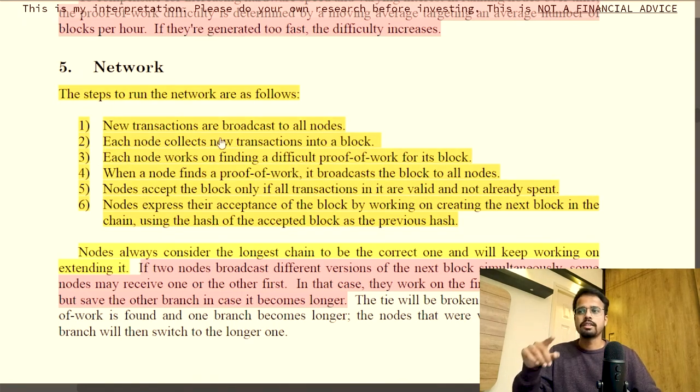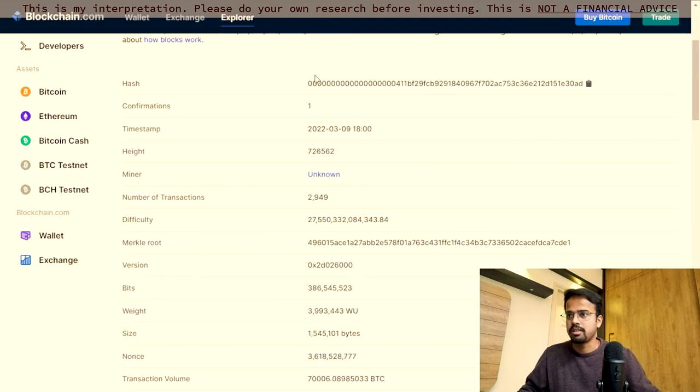Each node collects new transactions into a block. Okay, a single block can contain multiple transactions, and all the nodes have the job to collect all these new transactions and form a block. Each node works on finding a difficult proof of work for its block, which is basically a hash with X number of zeros in front of it, like this one. Again, I'm showing this one.